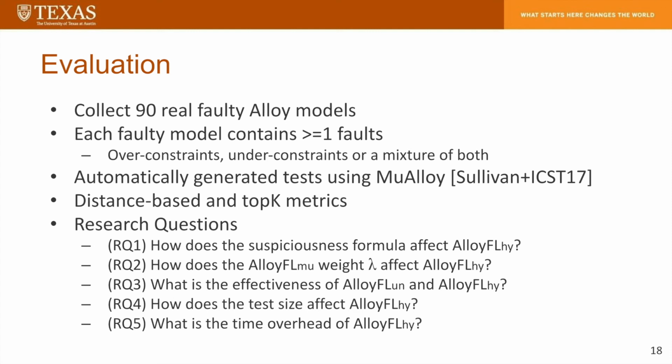We use the proposed distance-based metrics and the traditional top K metrics to evaluate our technique. The top K metric measures the number of exact AST nodes that match the faulty node in the top K suspicious nodes. We answer the following research questions. The first question is, how does the suspiciousness formula affect our technique? The second one is, how does the mutation-based technique weight, lambda, affect the hybrid technique? The third question is, what is the effectiveness of the baseline onset-based technique and the hybrid technique? The fourth question is, how does the test size affect the hybrid technique? And the final question is, what is the time overhead of the hybrid technique?